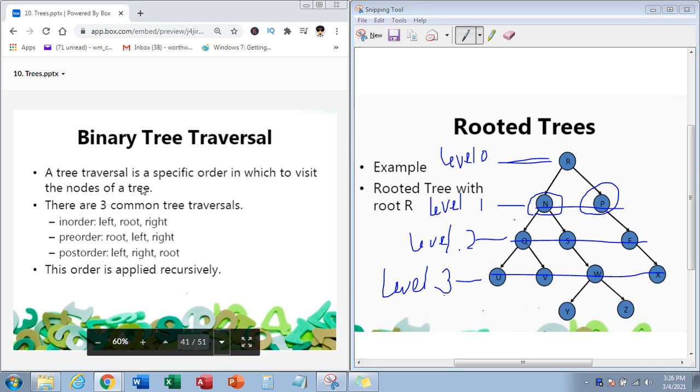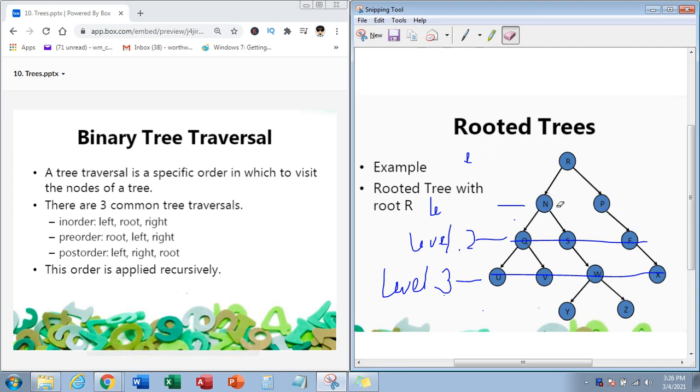Next, the tree traversal is a specific order in which to visit the nodes of a tree. Pag sinabing traversal, ang meaning nun is to visit, no, or pumunta. For example, traverse from R to N to Q and to U. Ibig sabihin, pumunta ka galing kay R, puntahan mo si N, si Q, at si U. There are three common tree traversals. In order, unang type is in order, which is left, root, right. Okay? So, yun.